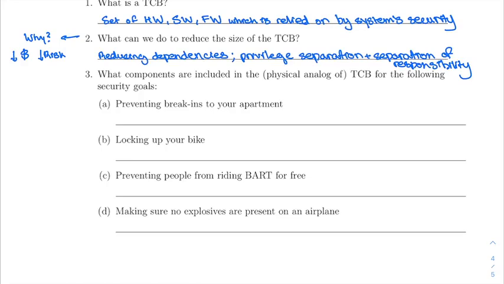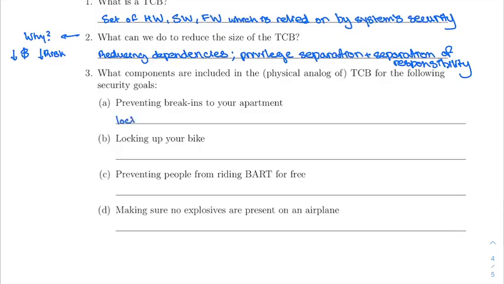So let's just dive in with the practical example. For part A, we want to prevent a break-in to your apartment, right? So the idea here is if you lock the door, no one else should get in. So right off the bat, your door lock would be part of your TCB. And even if you have a really good lock, if you have a really flimsy door that can be kicked down, that's probably not good. So of course the door would also be in your TCB, right?